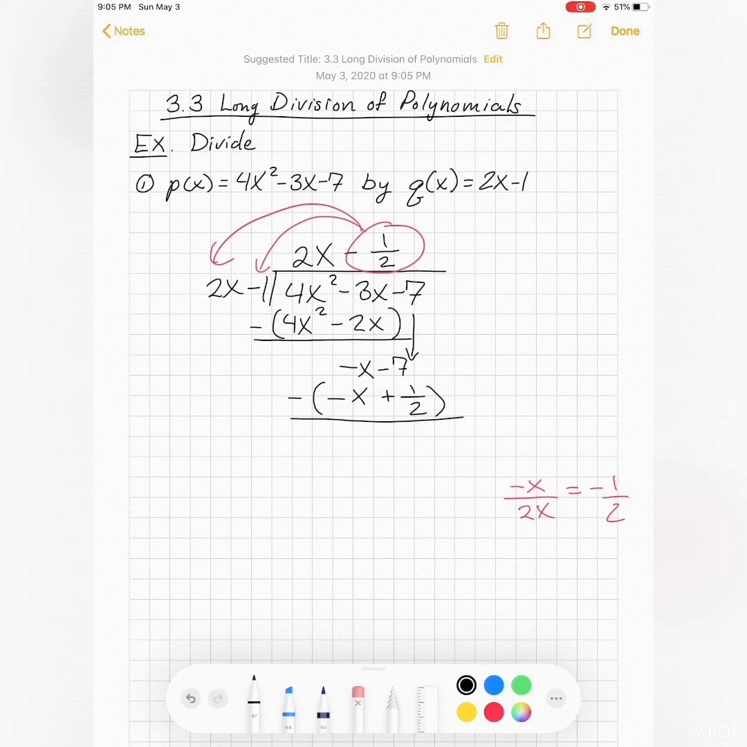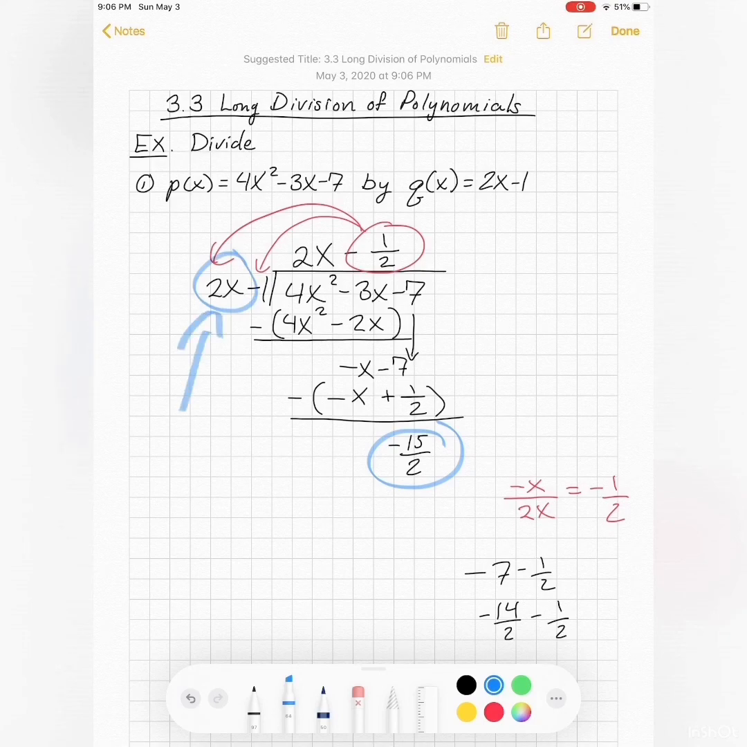Okay, so negative and negative is positive, negative x plus x cancels, right? That's always the case. So then what do I have there? I have negative 7 minus a half. So what is that? Negative 14 halves minus 1 half? Negative 15 halves. Okay, then I would repeat the process. I'd say, okay, well, I'm going to divide this by that. But I can no longer divide, right? Because this guy here has a higher degree than this guy here. So actually that means I'm done.